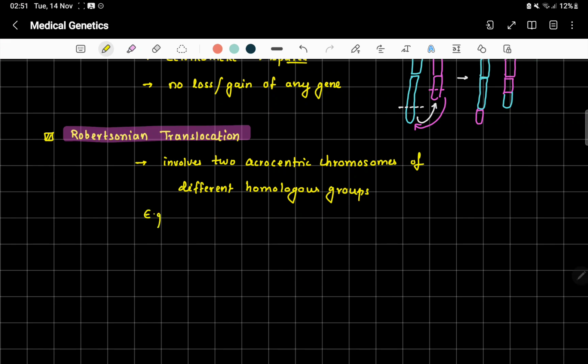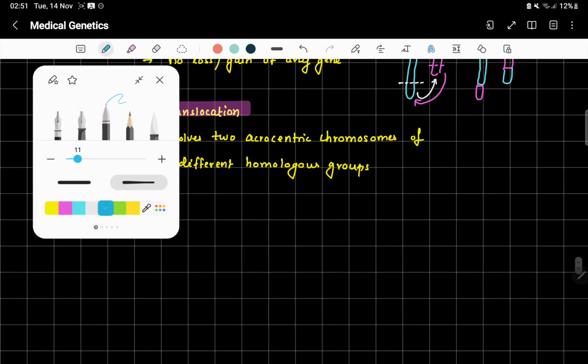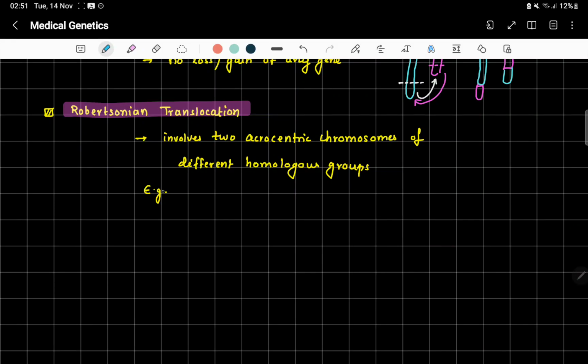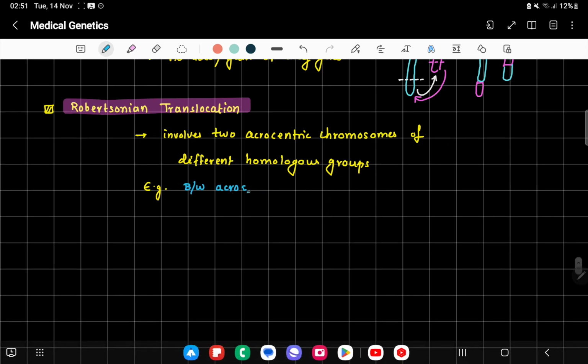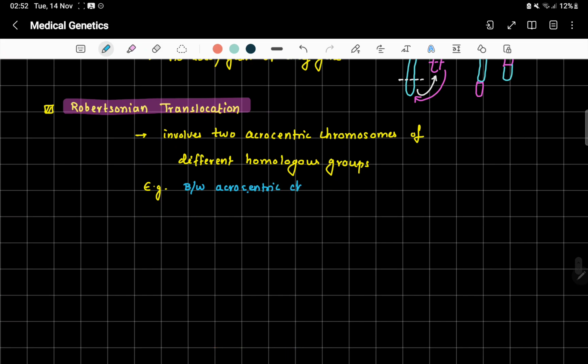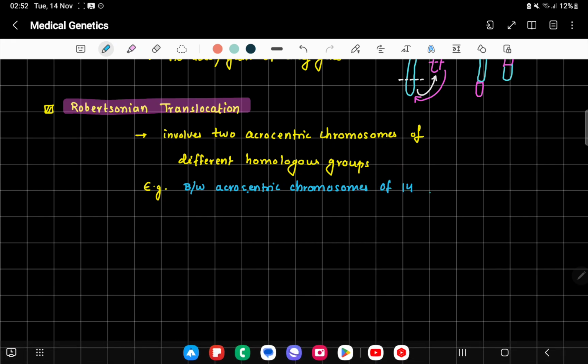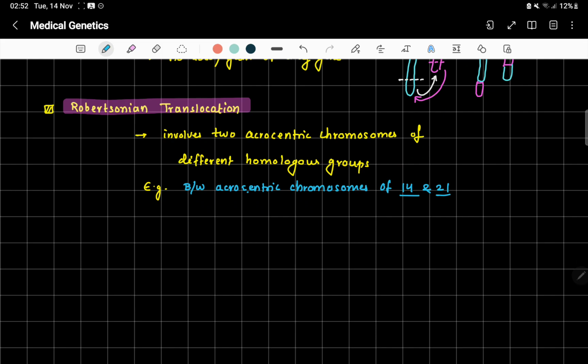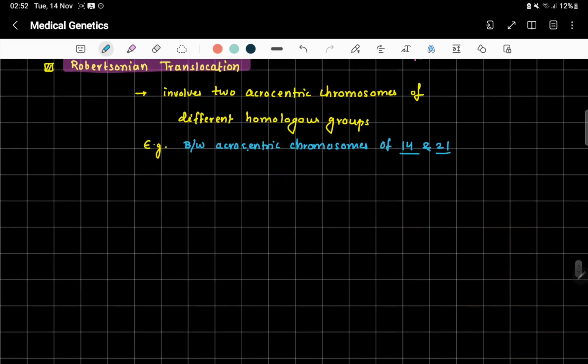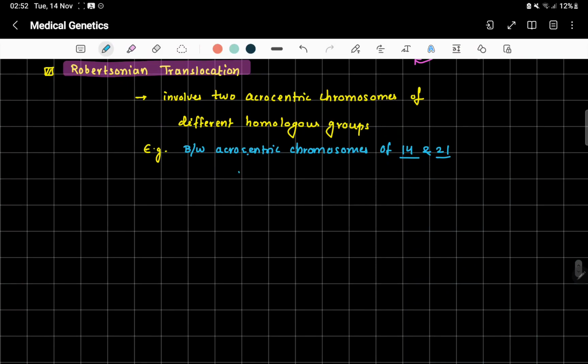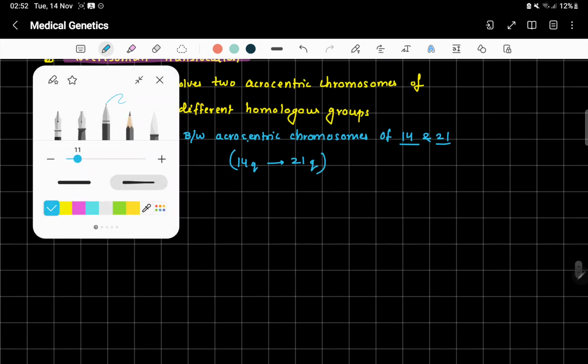So for example, let us understand by diagrams. Between acrocentric chromosomes 14 and 21, this is a Robertsonian translocation. We write this as 14q21q translocation. This is the notation in which you write it.